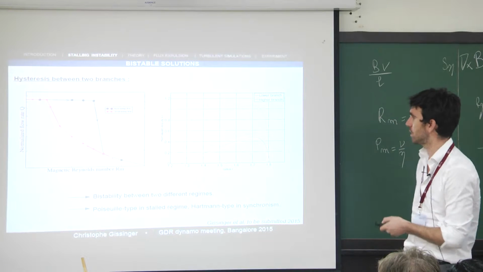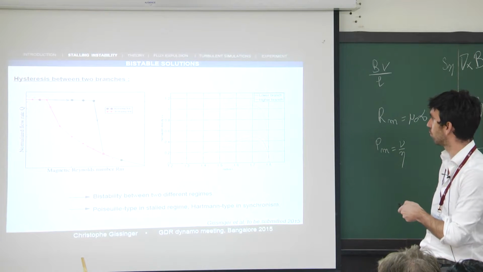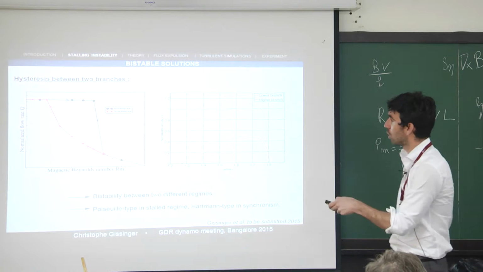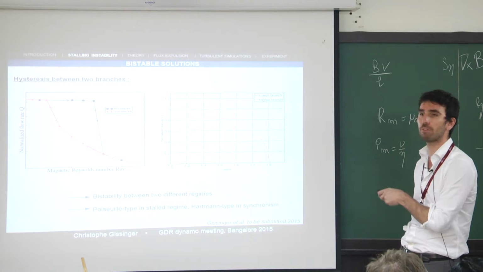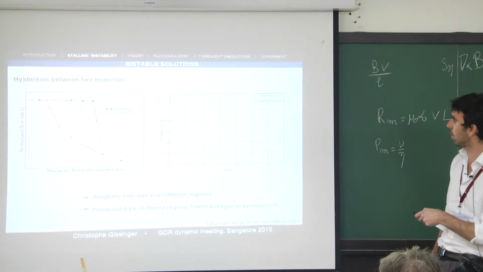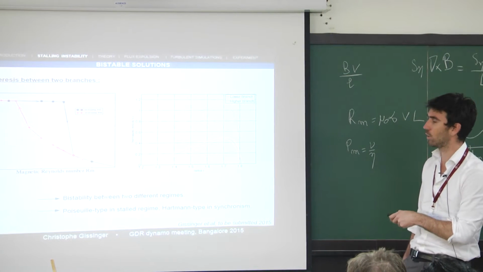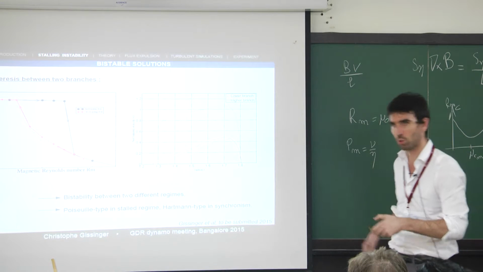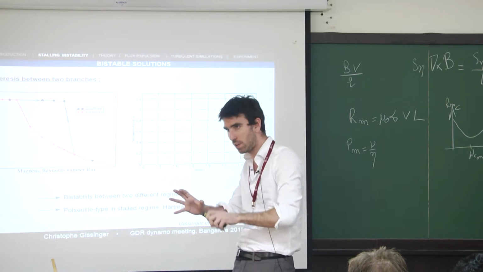What is quite interesting is that this bistability involves two very different states. On the upper branch, you have the Hartmann-like profile I talked about. But when you jump to the lower branch, now you're creating some kind of annular Poiseuille flow. So it's a bistability between very different regimes.